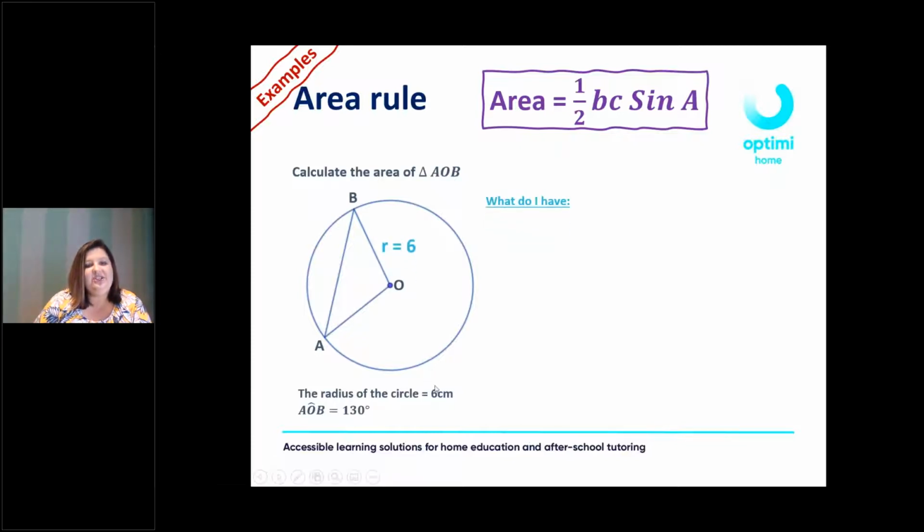They say that the radius of the circle, so they should have said that the midpoint of the circle is O, but the radius of the circle, so it's the length from the midpoint to the circumference of the circle, that length is my radius, and they say that the radius is 6 centimeters. But if you look at this line over here, it's also from the midpoint to the circumference of the circle. Therefore, this is also the radius, and I know that it is also 6.